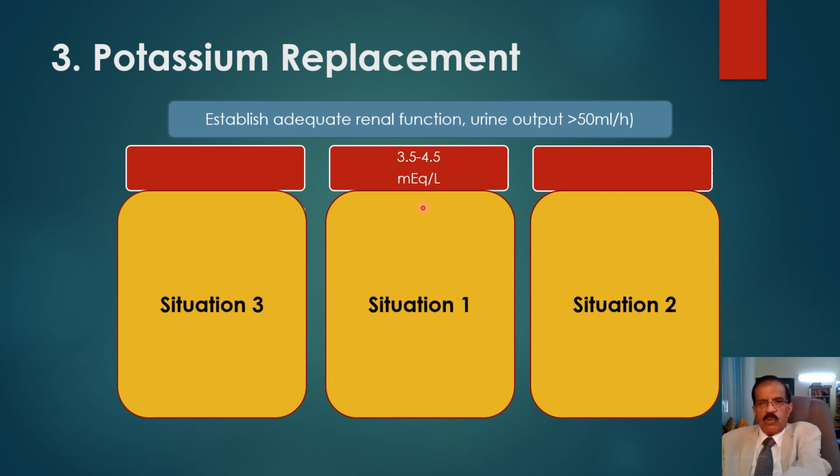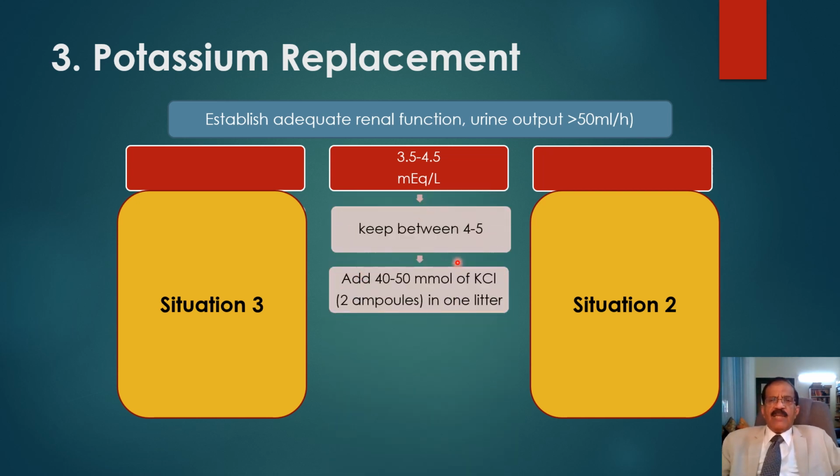So this is situation 1. I think the idea is to keep potassium between 4 and 5, and in these patients, after the first 2 infusions, potassium is added and then given and maintained. So typically we add 2 ampules of potassium chloride in 100 ml of normal saline and infuse it.